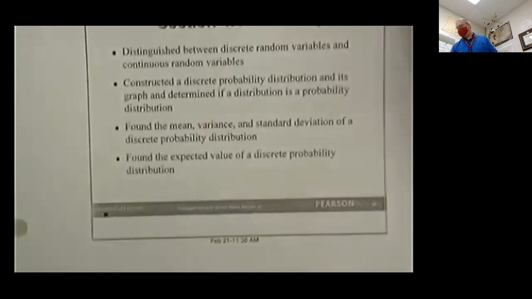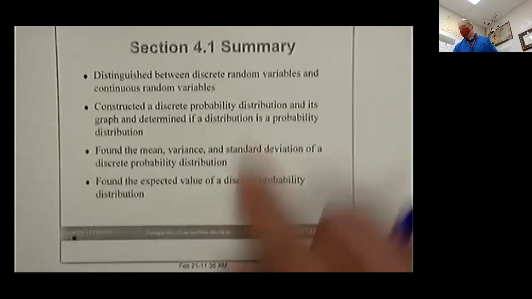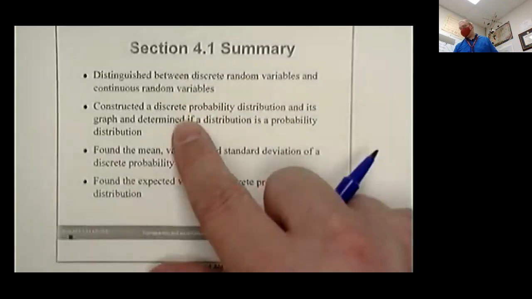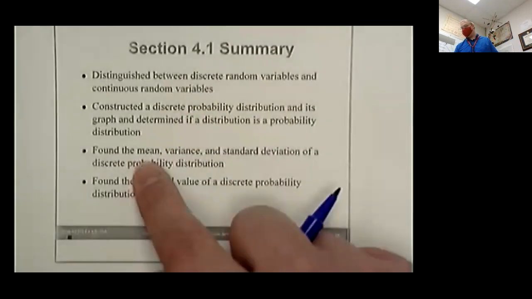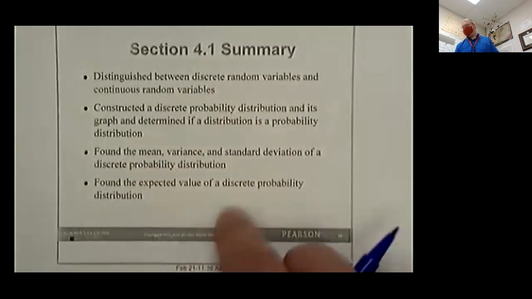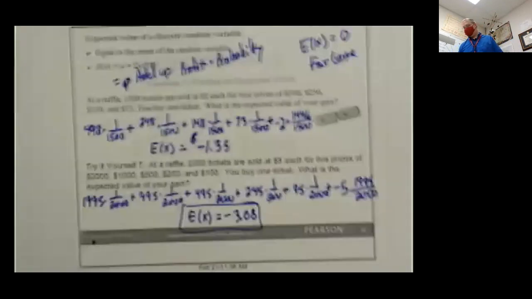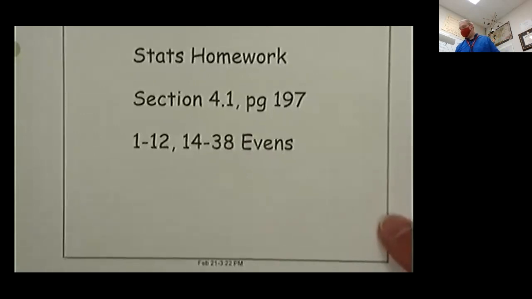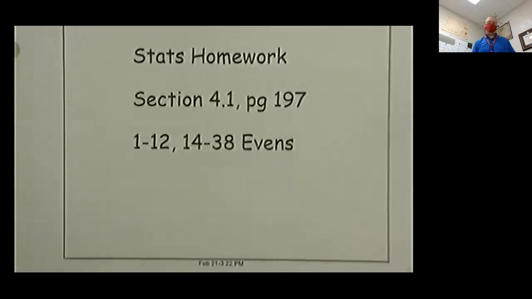All right, in 4.1, we talked about the difference between discrete and continuous variables. We constructed our distribution. We found our formulas for mean, variance, and standard deviation. We talked about expected value. Your homework for section 4.1 is page 197, and we're doing problems 1 through 12 and 14 through 38 even.